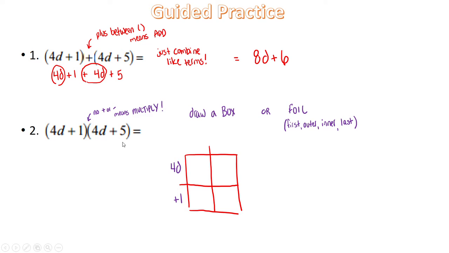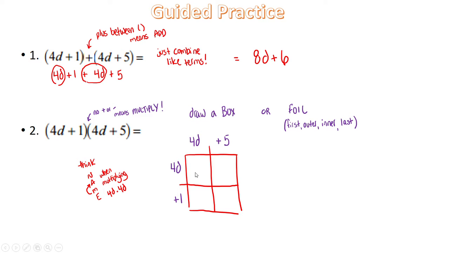And then your next 2 terms you're going to put on top, 4d plus 5. Now the goal here is to multiply the outside column times the row. So you're just multiplying column times row on each box. So your first box, you're multiplying 4d times 4d to get this first top left box. So you're going to take the coefficients, 4 times 4, that part's easy.